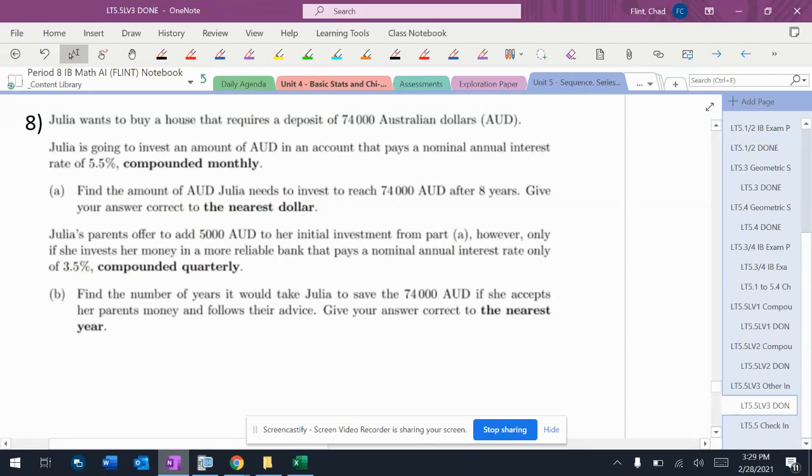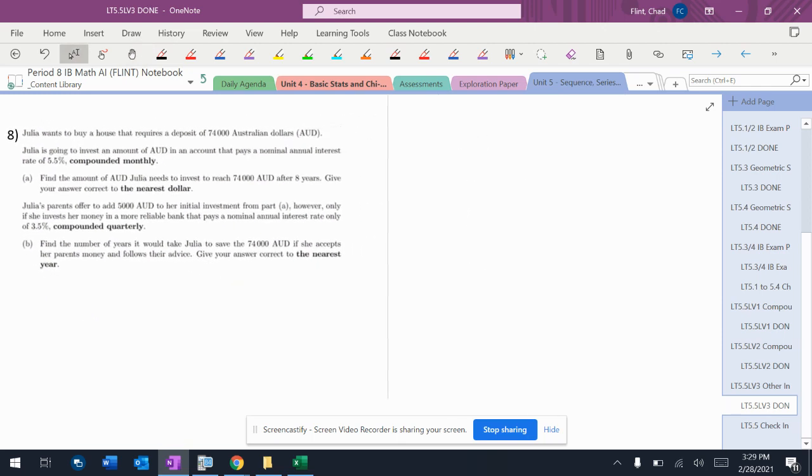So we're going to buy a house, and it requires a deposit of 74,000 Australian dollars. She's going to invest an amount of Australian dollars in an account that pays an interest rate of 5.5% compounded monthly. Find the amount she needs to invest to reach 74,000 after 8 years. So we're back to investing in an account.